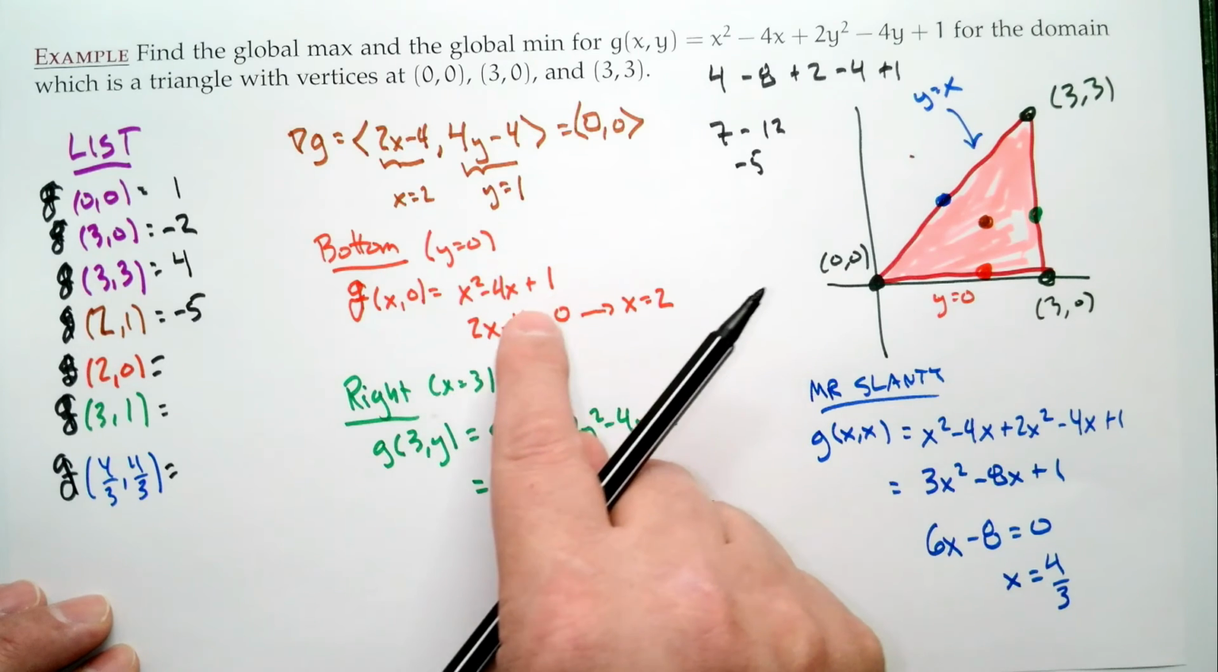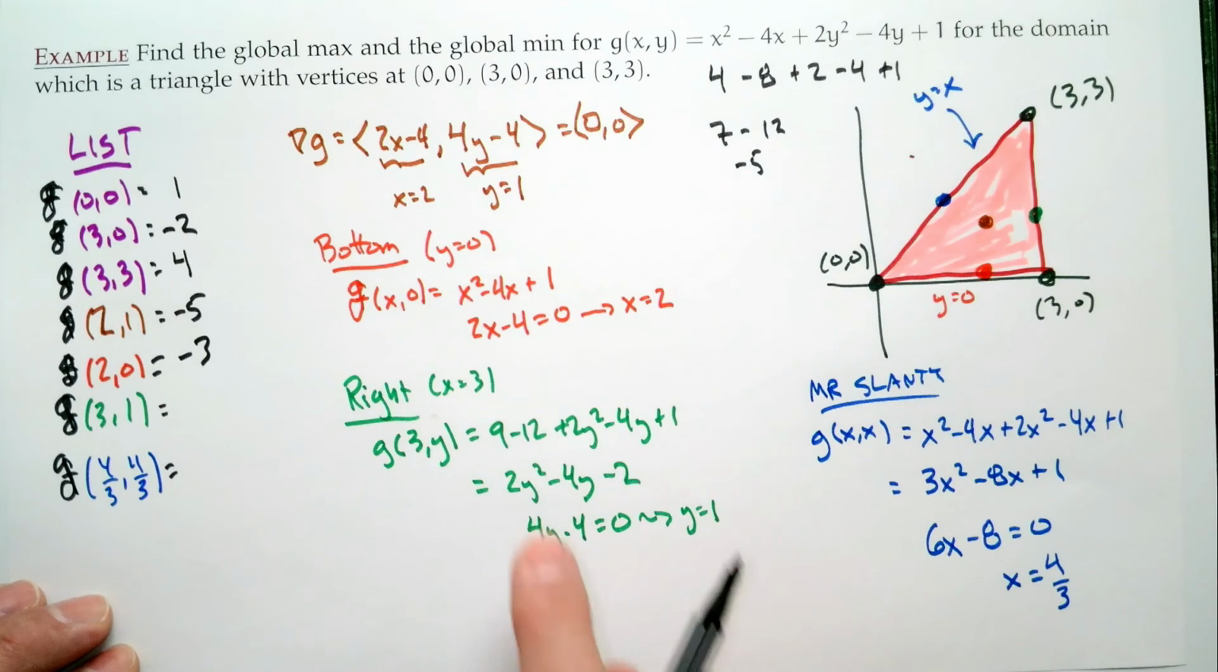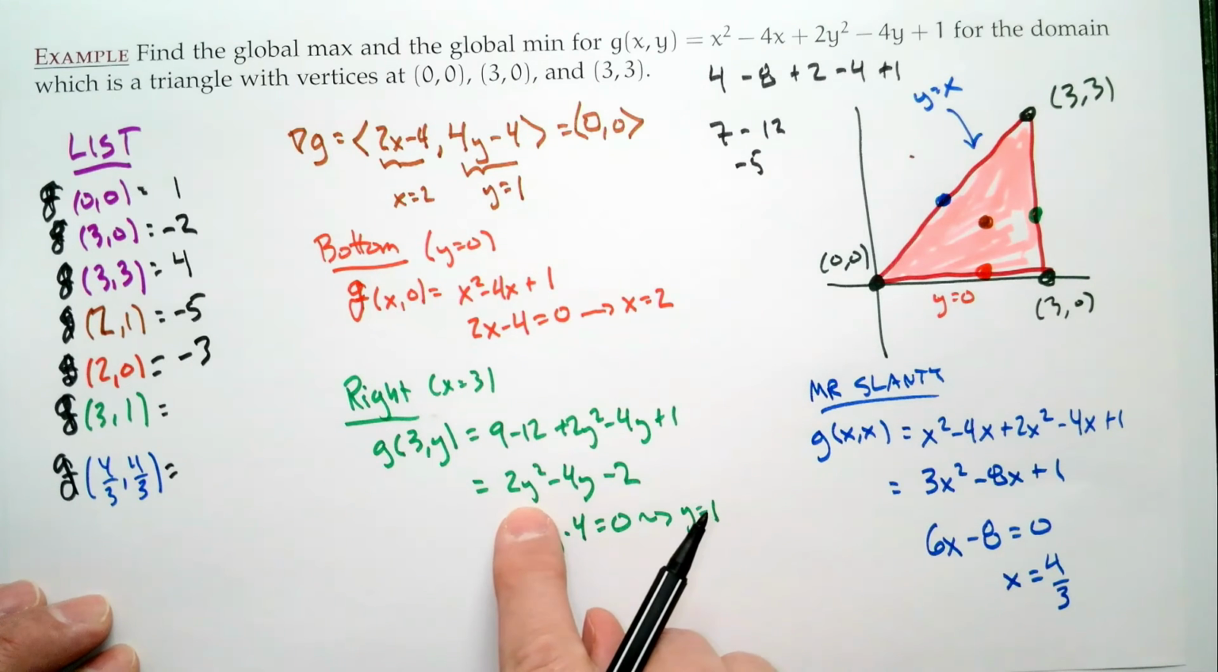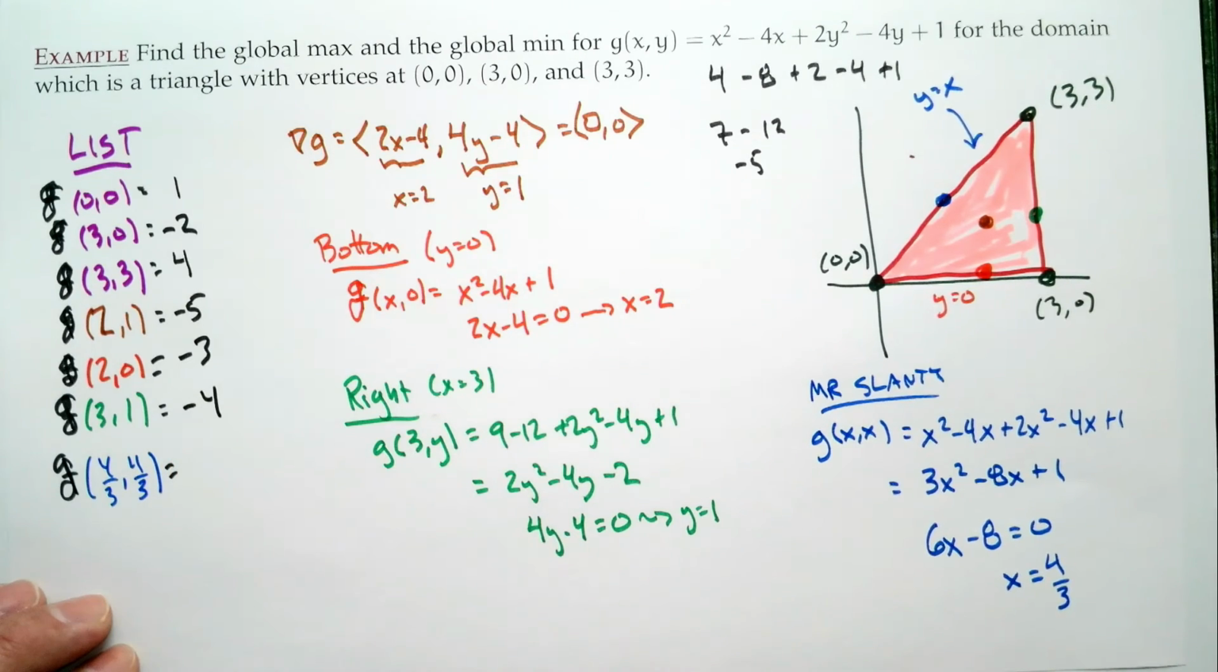I think that's negative 3. Negative 3, okay. 3 comma 1. So plug in 1. 2 minus 4 minus 2, negative 4. 4 thirds comma 4 thirds.